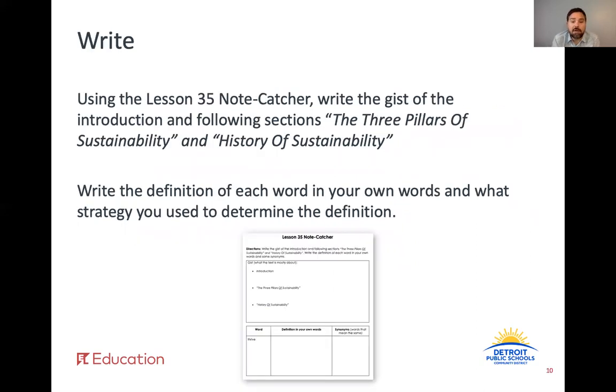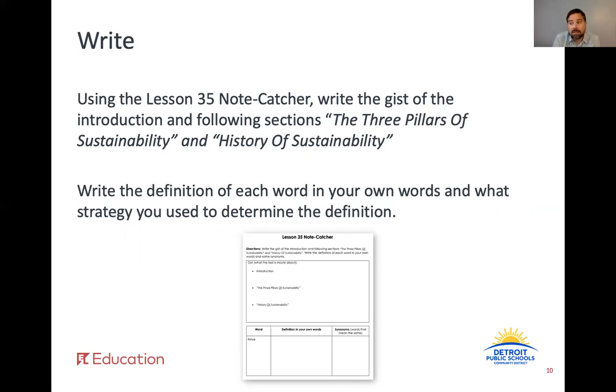Please take out your lesson 35 note catcher. Using the lesson 35 note catcher, write the gist of the introduction and following sections, 3 pillars of sustainability and the history of sustainability. Write the definition of each word in your own words and what strategy you used to determine the definition. Also write the synonym, which means, of course, words that mean the same thing. So think about other words that might mean the same.